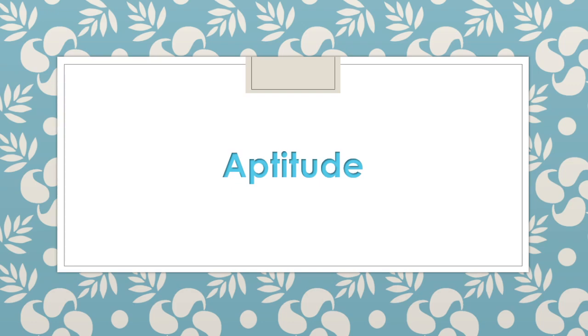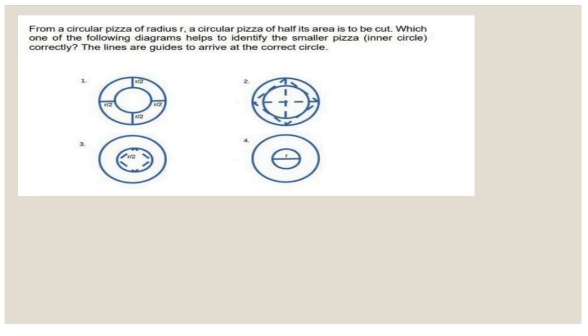Namaste everyone. So the question is, from a circular pizza of radius r, a circular pizza of half its area is to be cut. Which one of the following diagrams helps to identify the smaller pizza, that is inner circle, correctly? The lines are guides to arrive at the correct circle. Okay, so we need to identify the diagram for a pizza with half of the area of a pizza with radius r, right? So let's see.